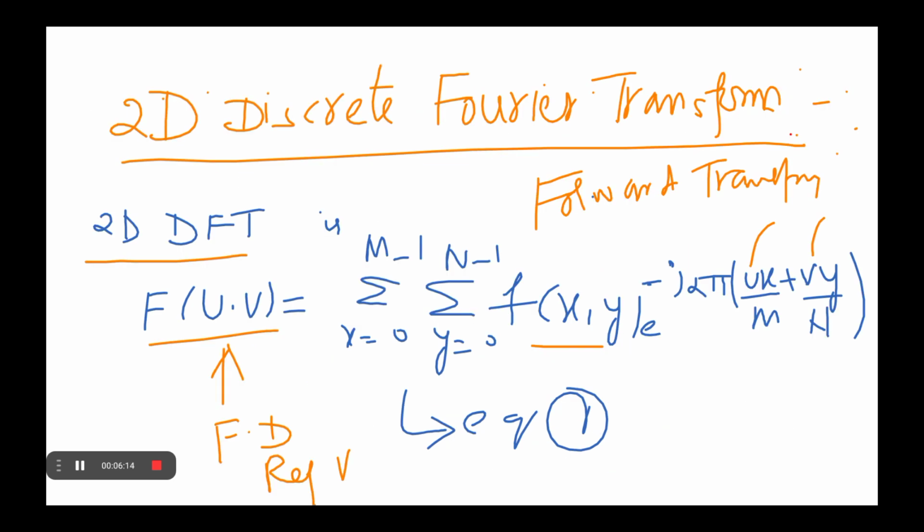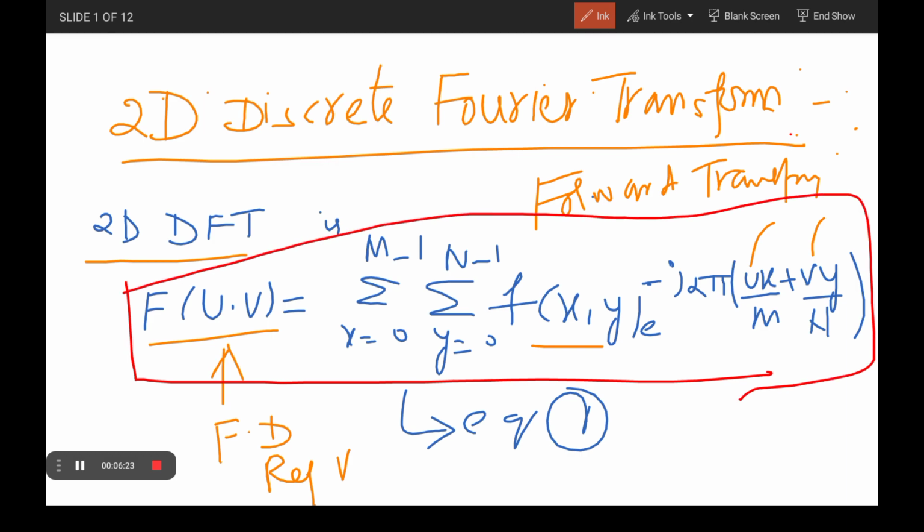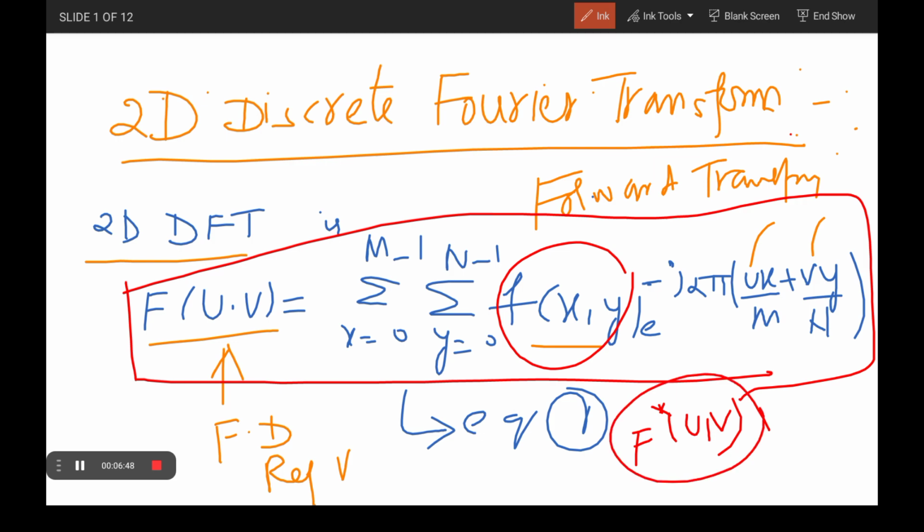So this is a formula, right? It is also similar to the same function. Now f of u comma v is equal to, instead of f of x comma y, we have f conjugate of x comma y, and the remaining terms, e power minus j 2 pi into (ux by M plus vy by N), are all similar. Just instead of f of x comma y we have f conjugate. That means this is equal to the two-dimensional discrete Fourier transform of f conjugate of u comma v, right?